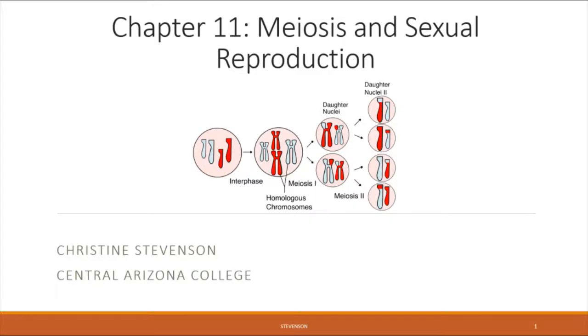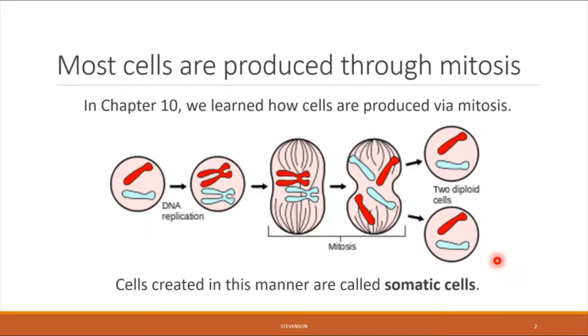Hi everyone, and welcome to the Chapter 11 lecture on meiosis and sexual reproduction. This lecture goes hand in hand with our last chapter, Chapter 10, wherein we learned about the process called mitosis. Mitosis was the process of cell replication and producing two identical daughter cells from one original parent cell. And the types of cells that are produced in this manner were called somatic cells.